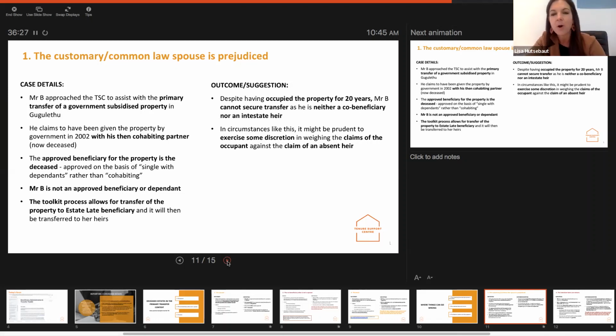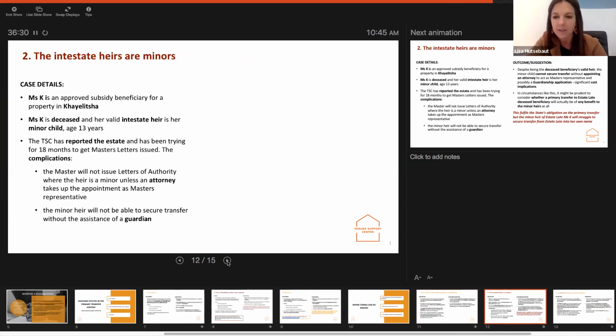Okay, the second possible thing that can go wrong is where your intestate heirs, the people who are left behind after your beneficiary is deceased, are minors. And we see this all the time. You have a single person who's approved on the basis of single with dependents, and unfortunately passes away and leaves behind only minor children. In this particular case, Ms. K is an approved subsidy beneficiary for property in Khayelitsha. She passed away and left behind only one child aged 13 years.